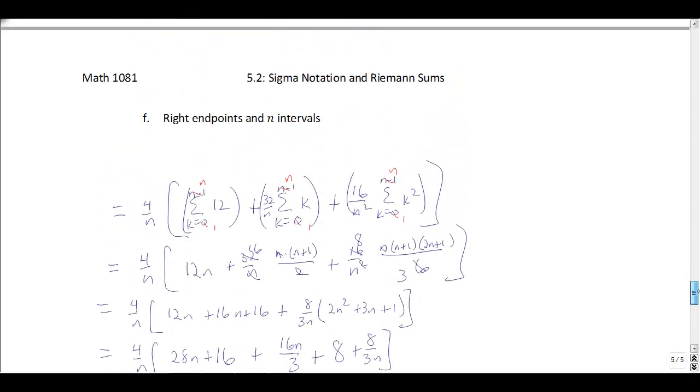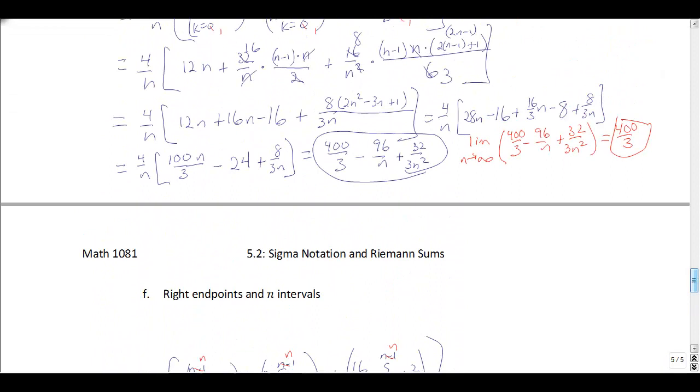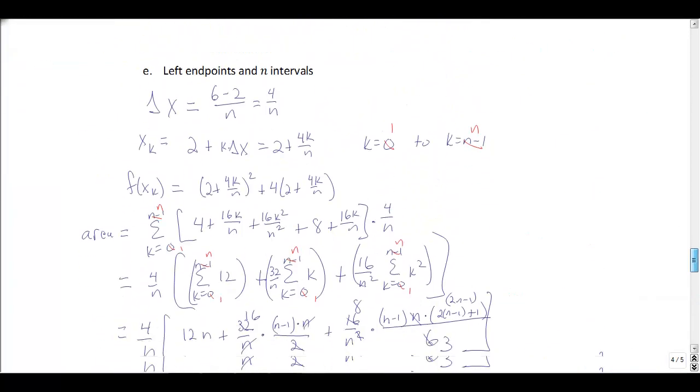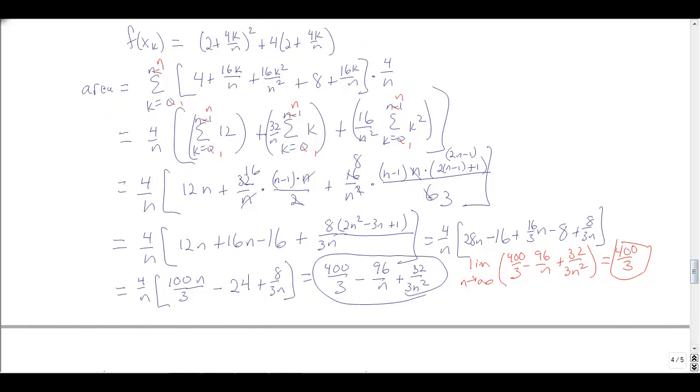Let's just look at these two. I'm going to copy this one here so we get a sense of what's going on. Get both of them side by side, doing left endpoints and right endpoints. Well, that didn't really help. Let's copy this again. Oh, it doesn't really want to do that. Well, it's 400 over 3 minus 96 over n plus 32 over 3n squared.